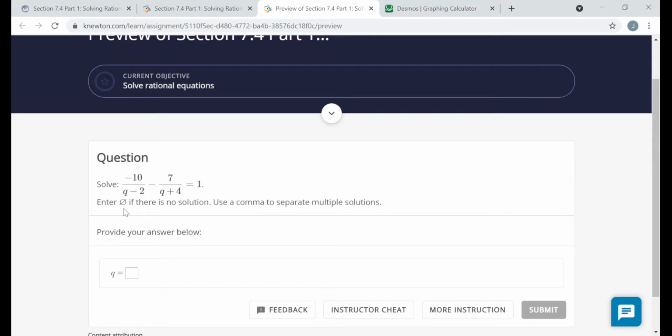And if there's no solution, which some of these may have, you're going to enter the empty set symbol, that little circle with a slash through it. And if there are multiple solutions, use a comma to separate those. Q equals number, then a comma, then another number. All right, so I'm going to write this first one out and do it on some paper for you.